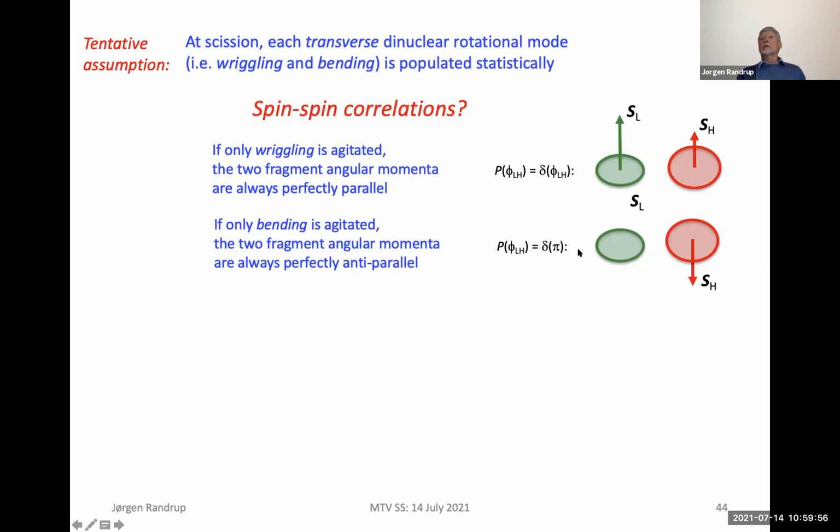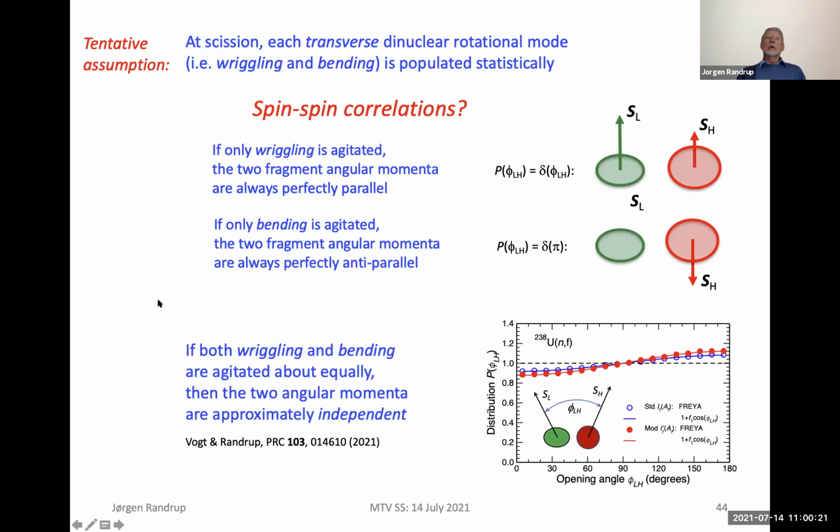So you again would get a delta function, but this time at 180 degrees. So it is kind of curious. Each and every mode you populate is highly correlated. Either they are totally parallel or they are totally anti-parallel. However, if you do the calculation and if you populate both of them statistically, then in the end, you get practically uncorrelated spins.